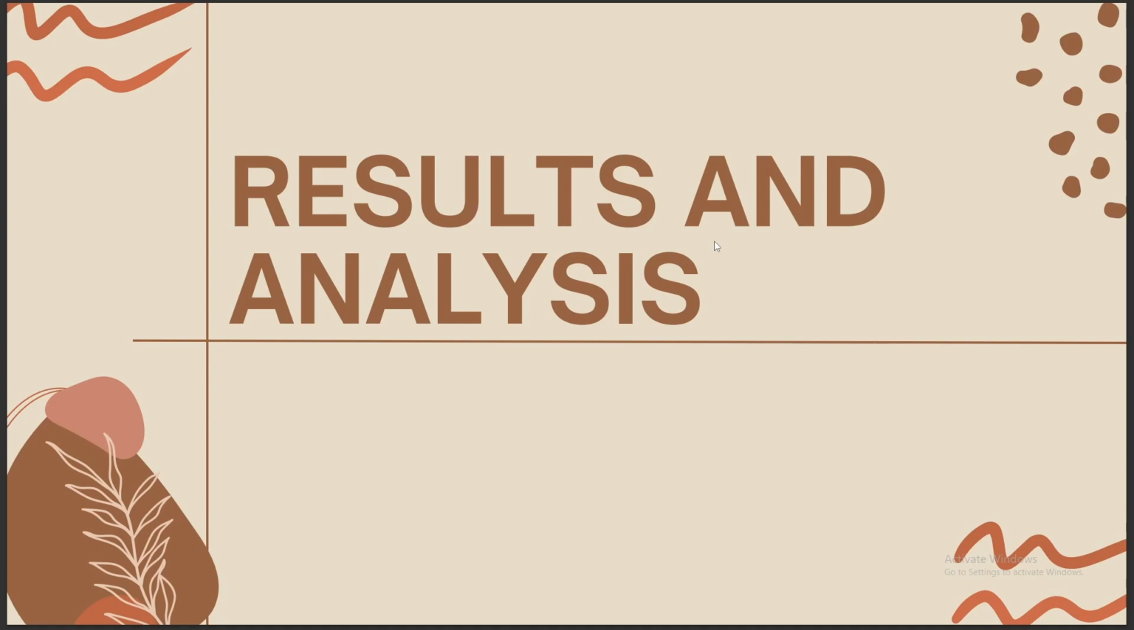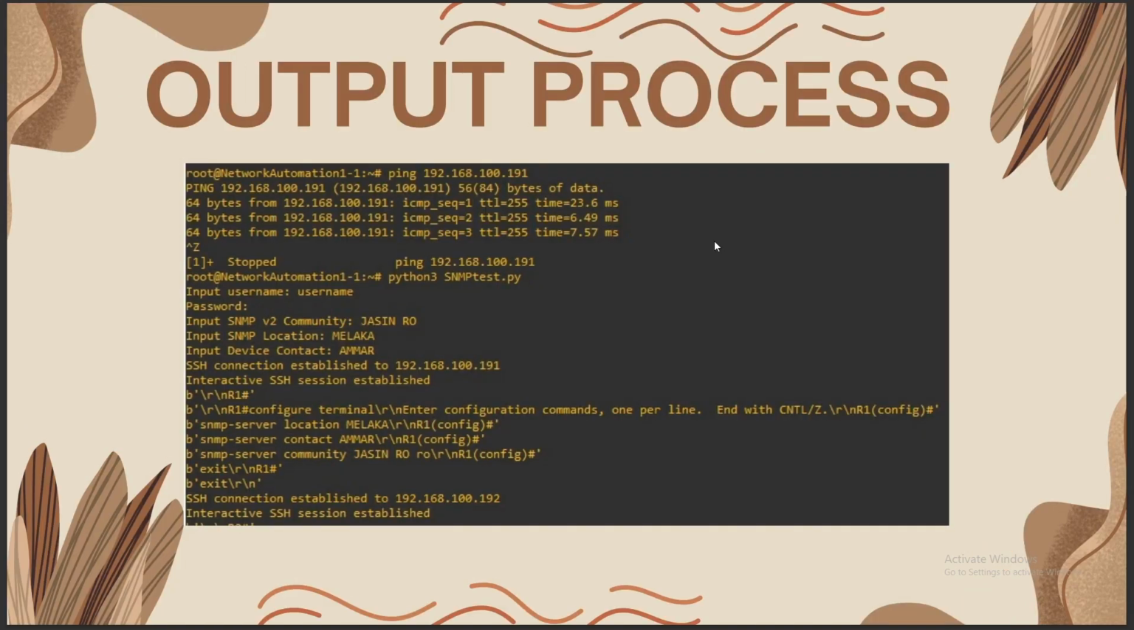Next, we discuss results and analysis. In the results and analysis, there is the output process. The output process just shows what happened when executing the code. As you can see, we enter the information here, enter the code here, the prompt, and for each line, it will print the output of the terminal from the routers.